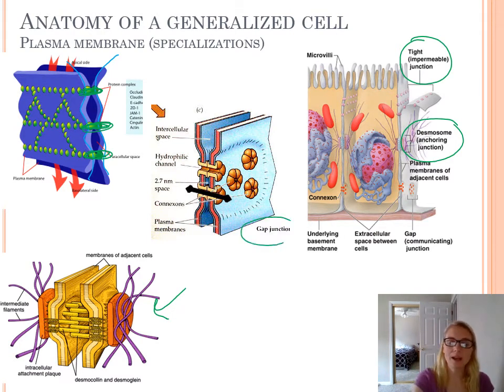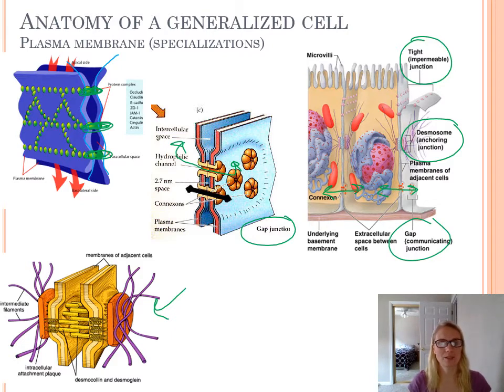And then the last one is gap junctions. Gap junctions allow cells to communicate with each other. Stuff can move through these pores, these holes, these gaps right here, back and forth. So we have tight junctions, which seal the plasma membranes, desmosomes, which provide strength and anchoring, and gap junctions, which are for communicating. They allow things to move back and forth, such as ions, hormones, or nutrients.